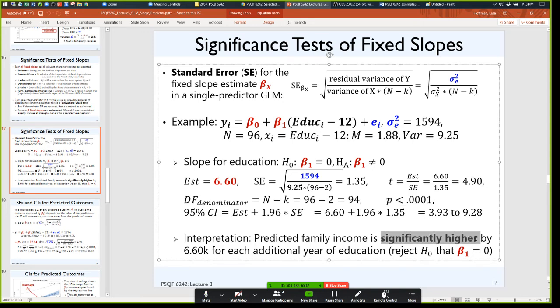So in interpreting Pearson's correlation, and you are getting practice with this in your homework, a positive correlation means as x goes up, y goes up. A negative correlation means as x goes up, y goes down. So the same principle here. It's not enough to say our slope is significant, the end. We have to tell them which direction it's going. So I would say predicted family income, meaning the y, is significantly higher by $6,600 for each additional year of education.